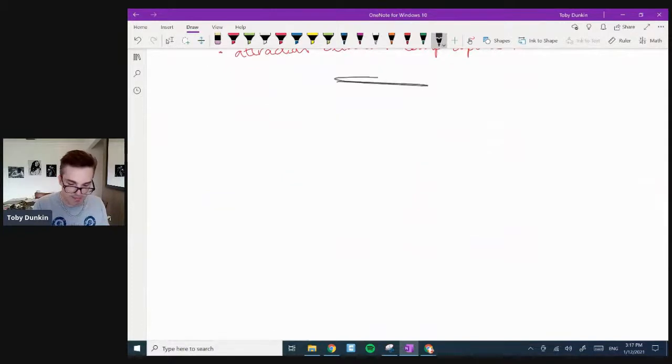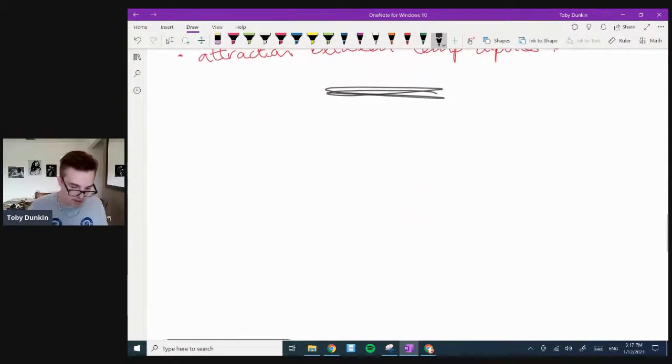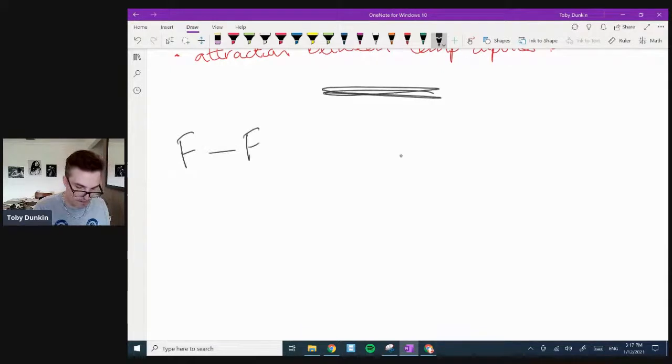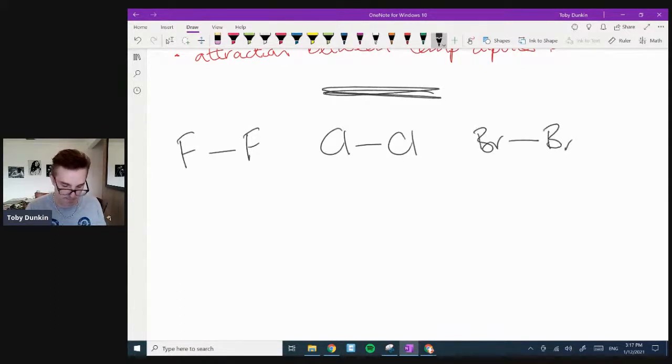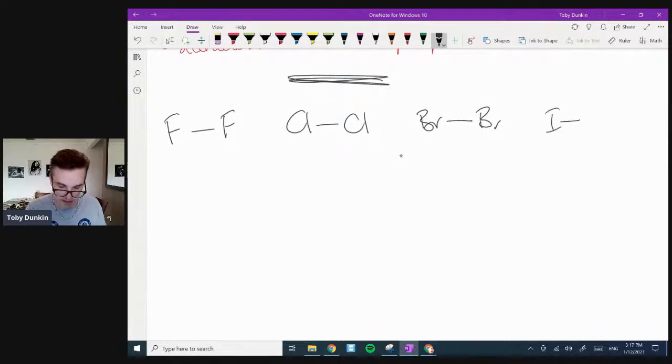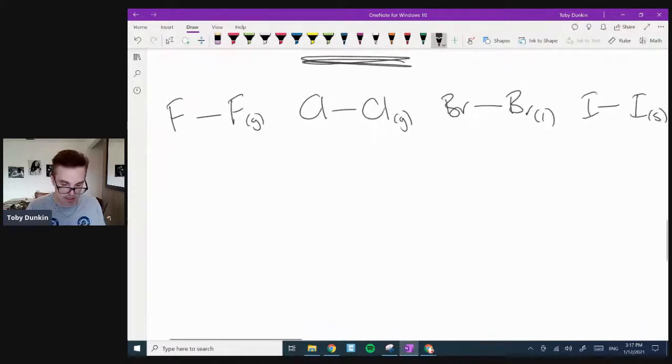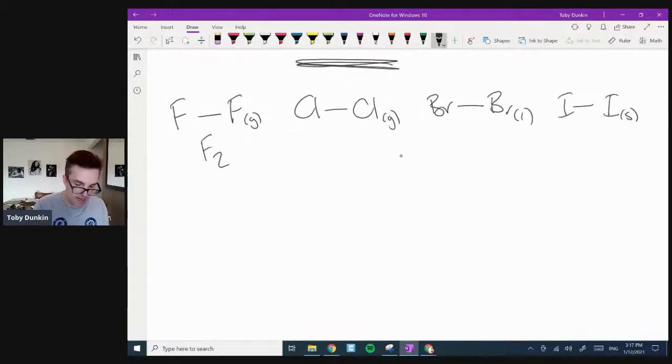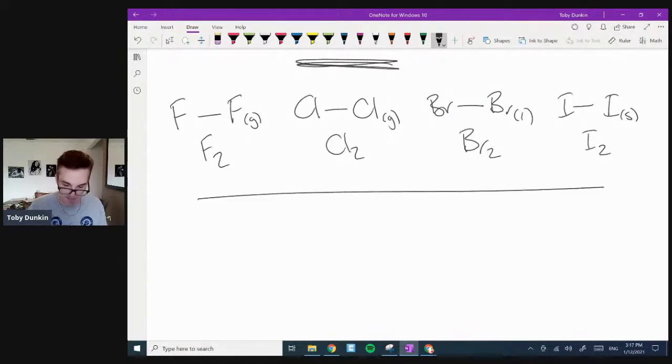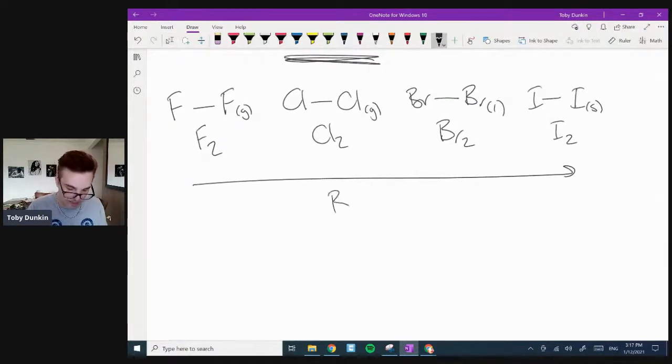So what we realize is that if you compare molecules, fluorine, chlorine, bromine, and iodine, these guys are the classic. Fluorine is a gas, chlorine is a gas, bromine is a liquid, and iodine is a solid. We can pick up a trend in boiling points, and the trend is increasing. As we move down the group, the boiling point, the BPT, is increasing.